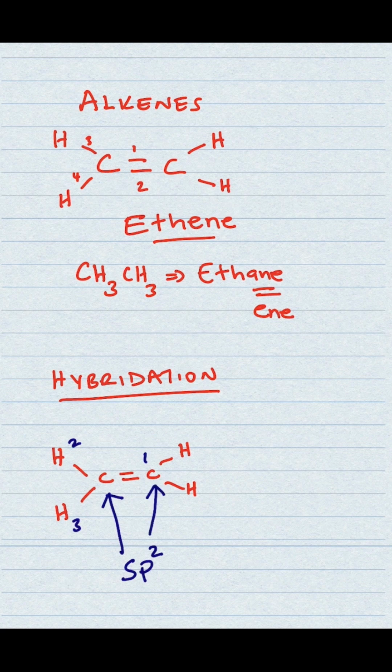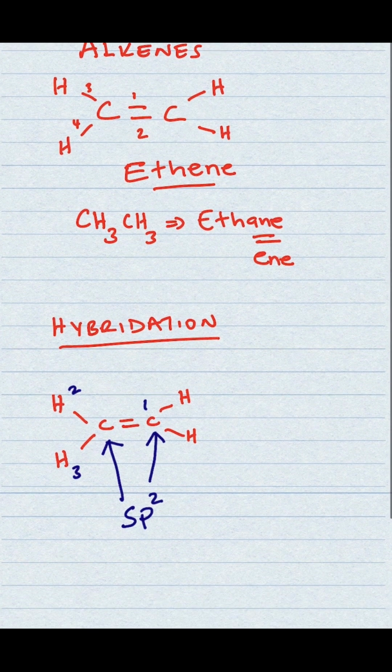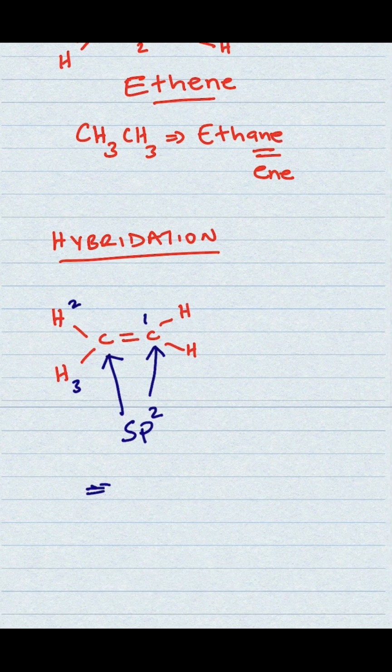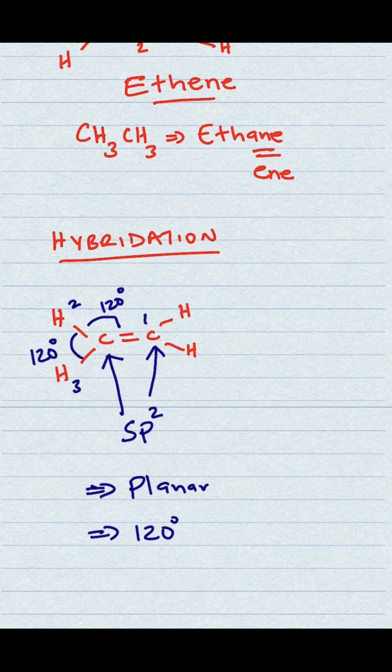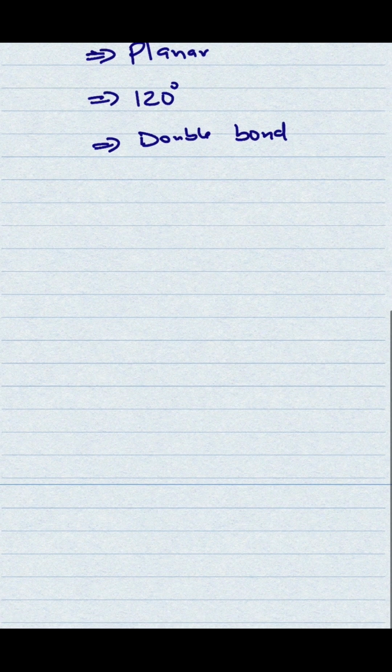For something to be sp2 hybridized, it will mean that its geometry is flat, so we say planar, and the bond angle is 120 degrees. So that means this angle here and this angle is 120 degrees, and it contains a double bond. So if a carbon has 1 double bond, it will be sp2 hybridized. So alkene carbons, the double bond carbons, are sp2 hybridized.